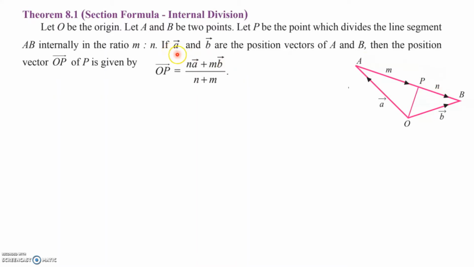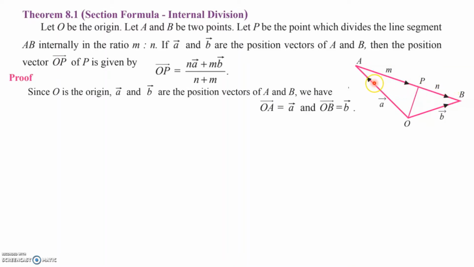If vector A and vector B are the position vectors of A and B, that is, the position vectors OA and OB, then the position vector OP of P is given by this formula. We need to prove that this vector OP is given by this formula, where m and n is the ratio in which P divides AB.